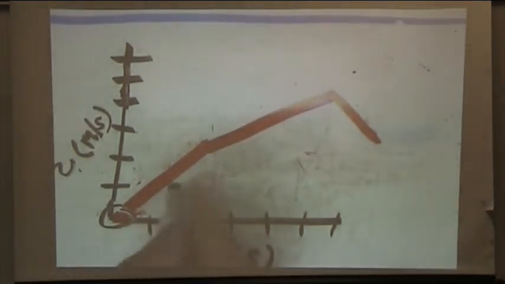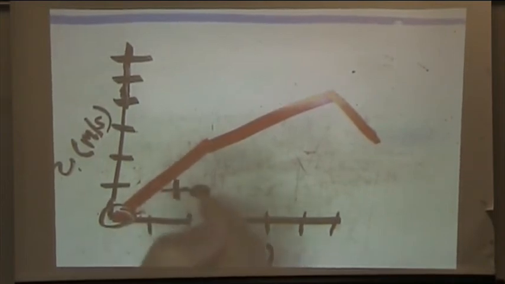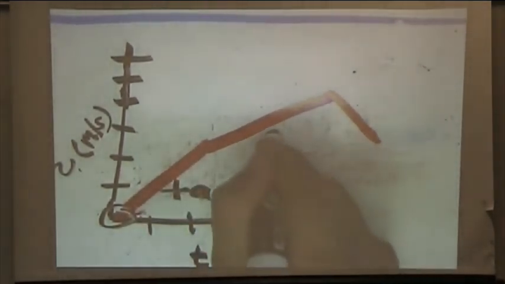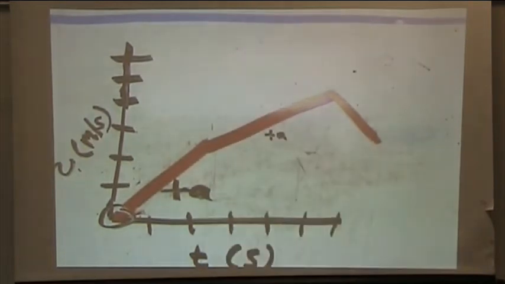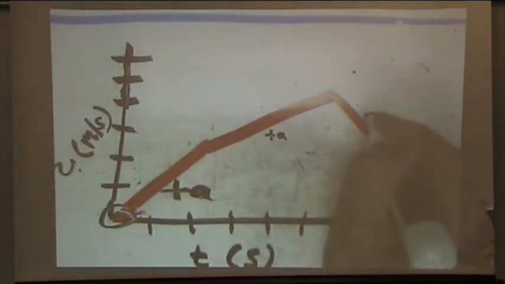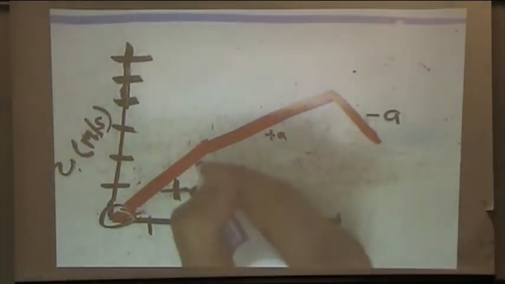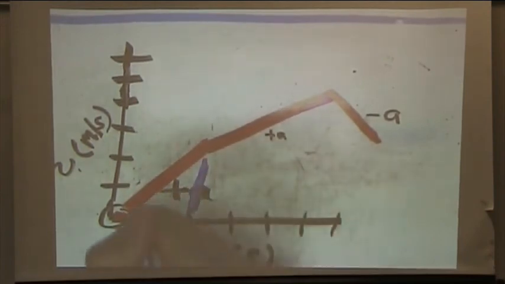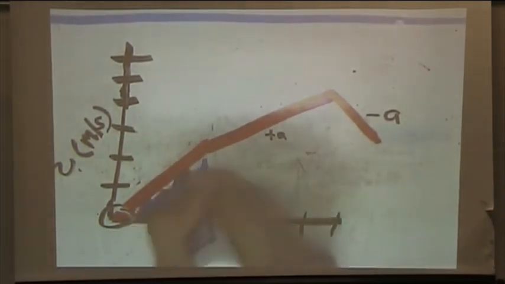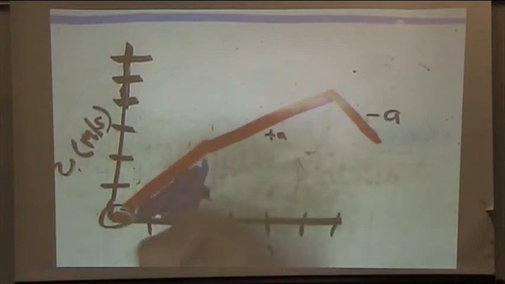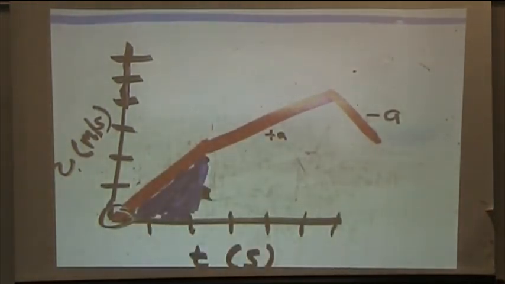So this would be positive acceleration. This would be a smaller positive acceleration. And then this would be a negative acceleration. We've got an example of an AP problem here. And before we do that, there's one more thing to look at here. If we look at the area underneath a velocity graph, what you have is the displacement.